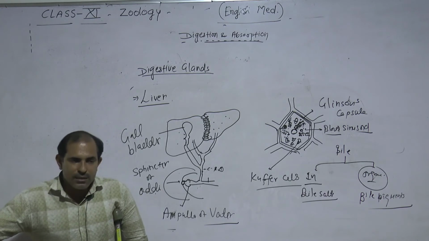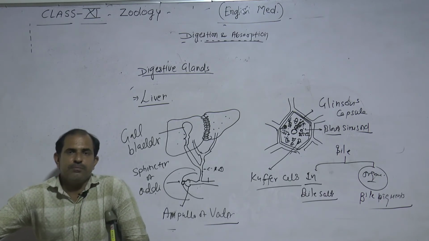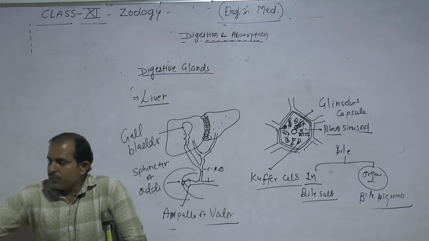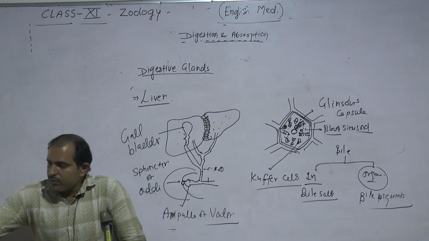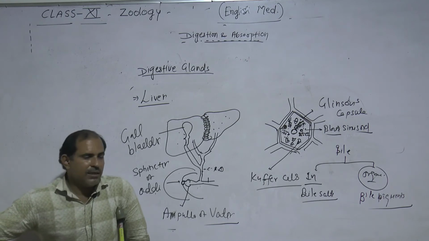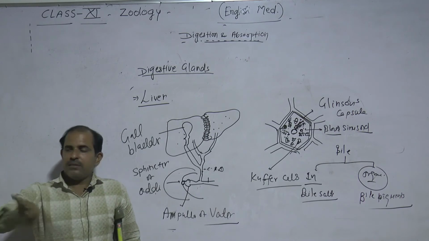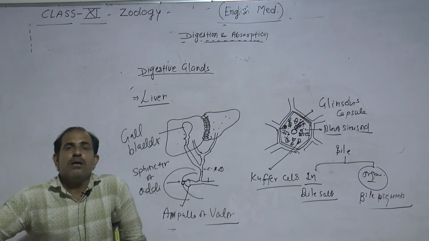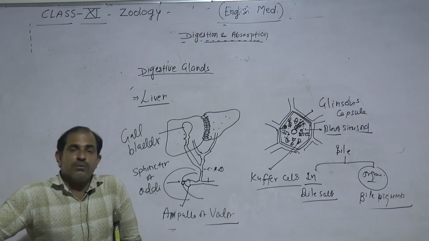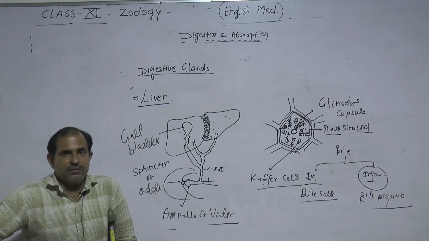And the bilirubin and biliverdin are the excretory products which are excreted out through bile juice, and the bile juice is secreted into the alimentary canal and released from the body through the feces.